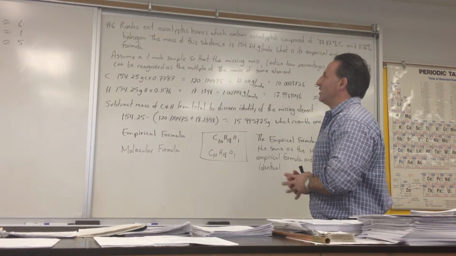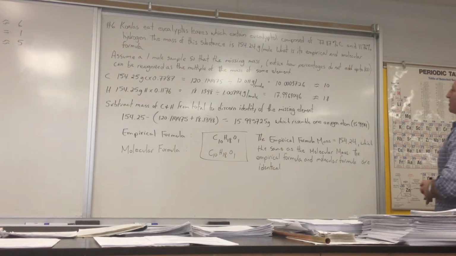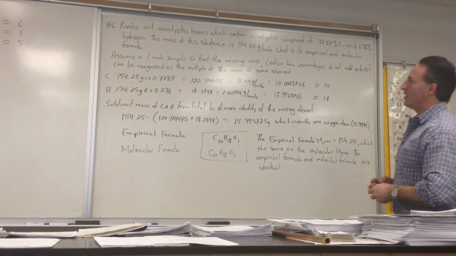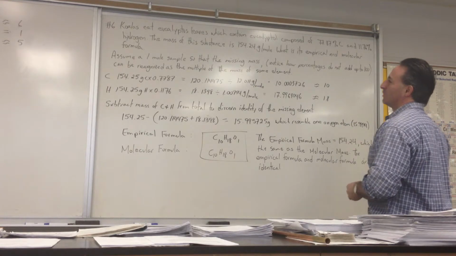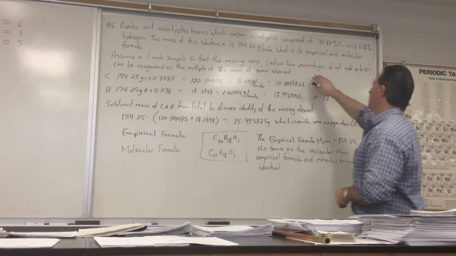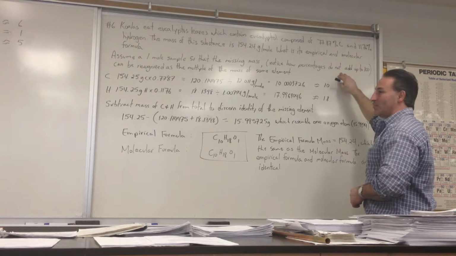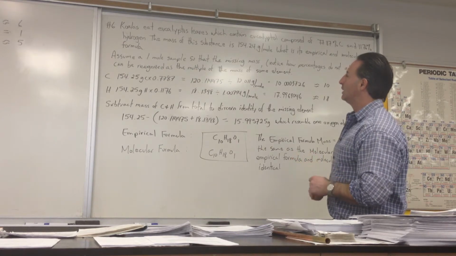Koalas eat eucalyptus leaves, which contain eucalyptol, composed of 77.87% carbon and 11.76% hydrogen. The mass of the substance is 154 grams per mole. What is its empirical and molecular formula? So, we assume a 1 mole sample. Notice how the percentages do not add up to 100%, and that should tip you off as to why we have to assume a 1 mole sample.